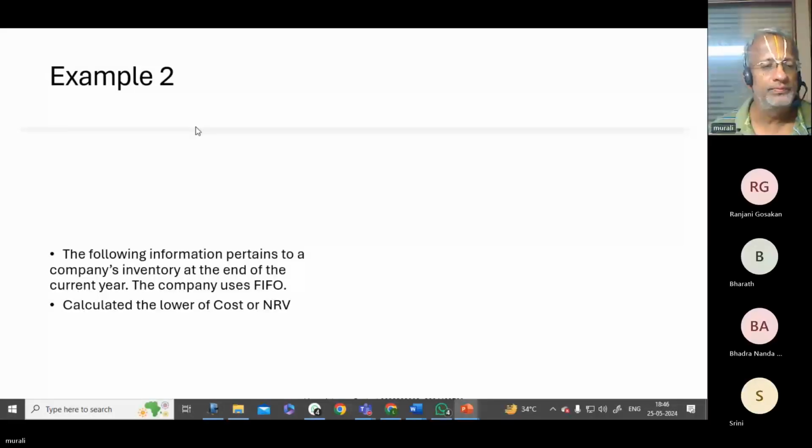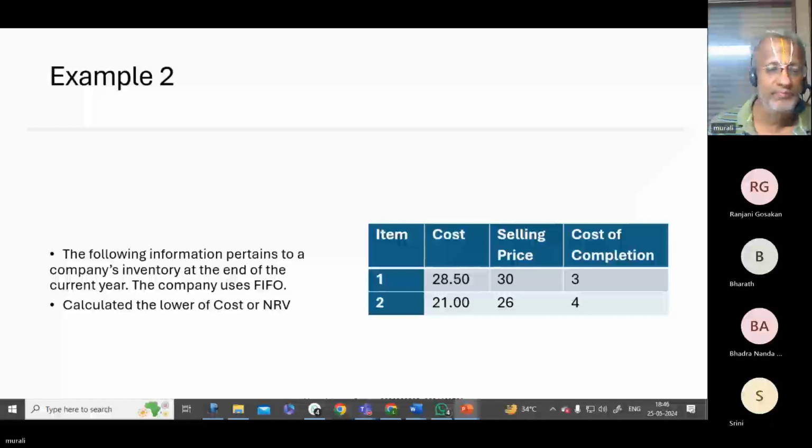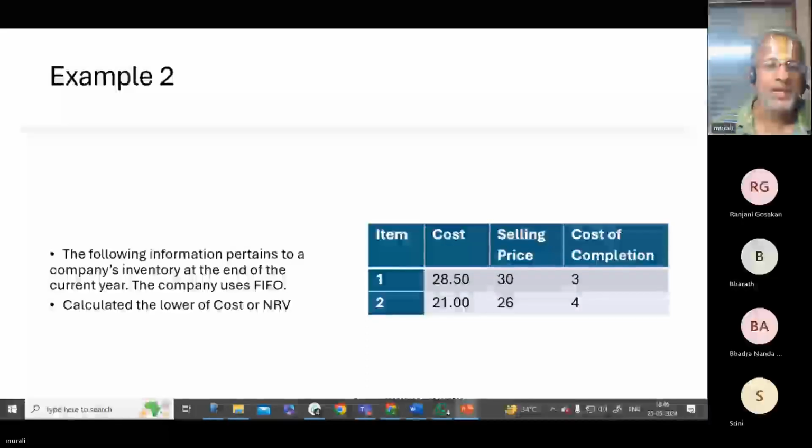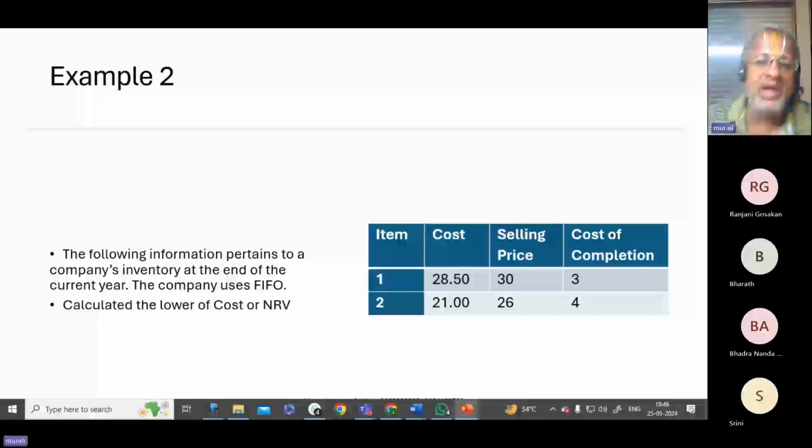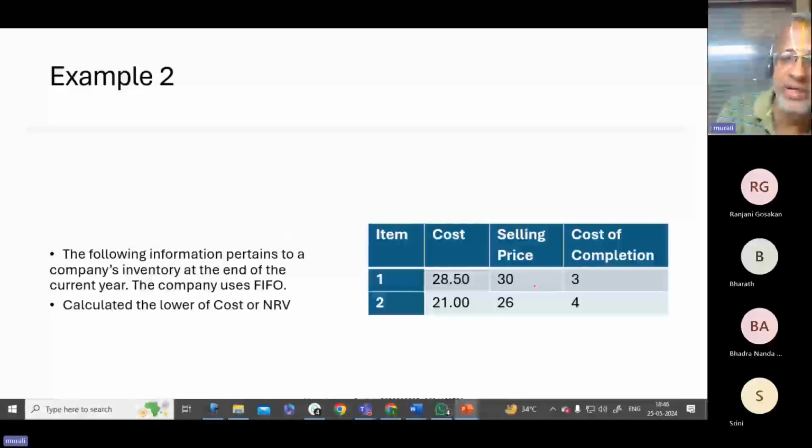Example 2. See now, this is a matter. The following information pertains to a company's inventory at the end of the current year. The company follows FIFO. Calculate the lower of cost or NRV. It is not LCM, it is lower of cost or NRV, whichever is lower. Now, we are expected to arrive at the lower of cost or NRV. So this is a simpler version only.